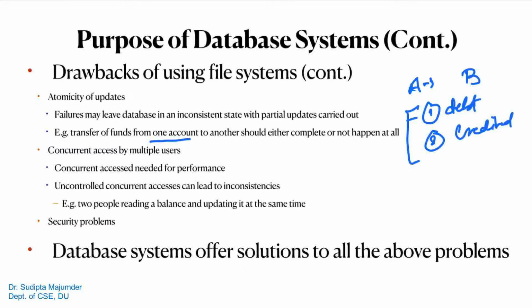The second problem of using file system as a database is that it doesn't allow concurrent access by multiple users.